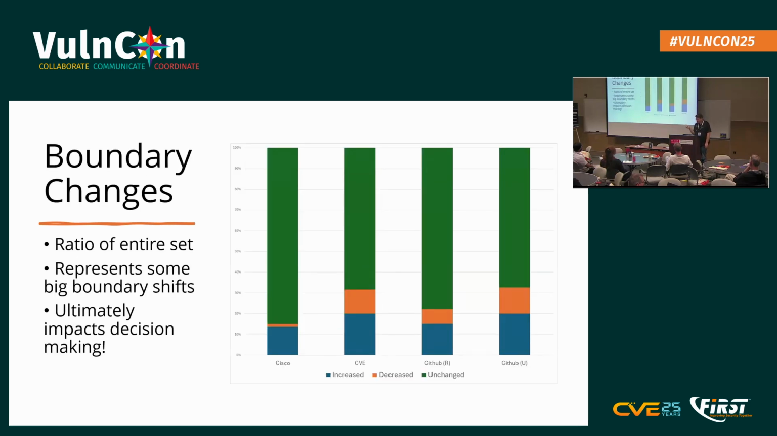And these are the ratios of the entire set of data. These are, again, the qualitative boundaries. So green are the things that did not change. Blue are the increased qualitative boundary, so any increase from low to medium or medium to high. And the orange are the decreases, so those are decreased from critical to low or something like that.